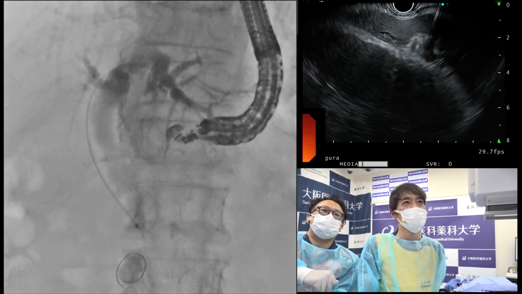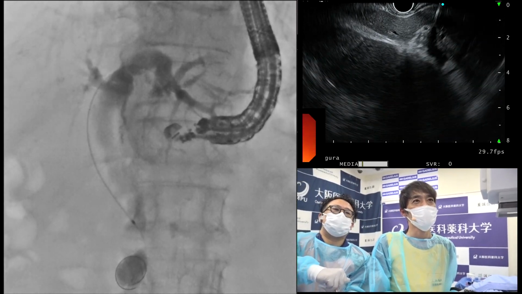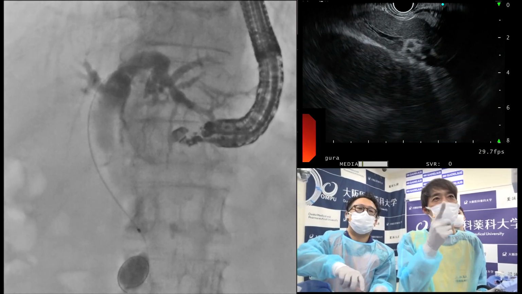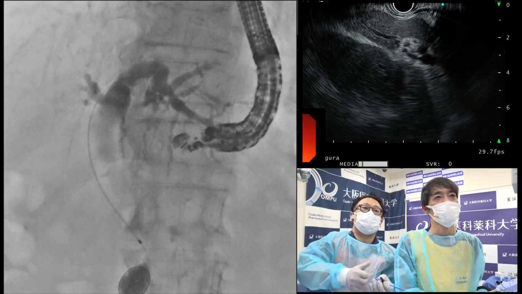Okay, as you can see, the lower common margin. We fortunately advanced the guide wire into the duodenum. Okay, so we change the position of the guide wire.